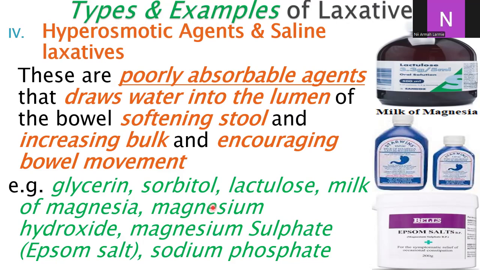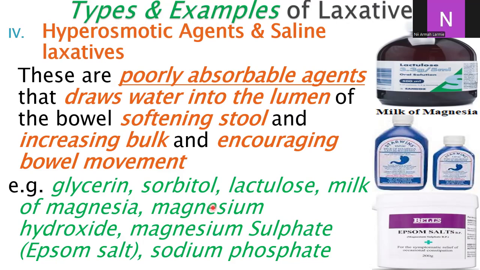So hyperosmotic agents work like the emollients by softening the stool. And once the stool is softened, they are going to encourage bowel movement. By drawing in more water, they also help increase the bulk, this time through water, not fiber, the bulk of the GI tract. And in doing so, they also encourage bowel movement.